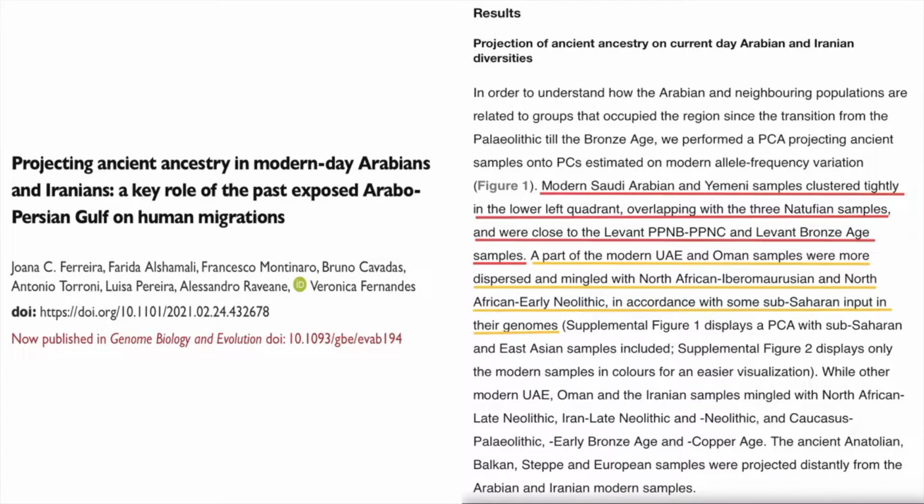So we do have Arabian, Middle Eastern populations with this ancient North African Ibero-Maurusian DNA, as well as Levantine connections, specifically PPNB, PPNC, and Bronze Age.